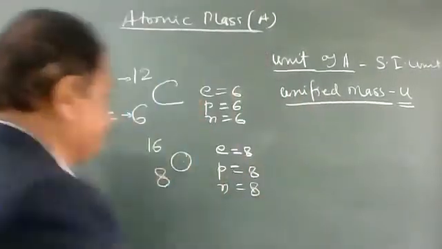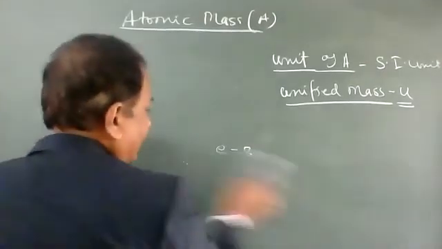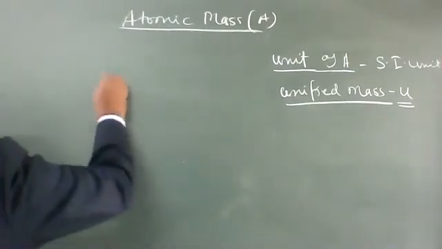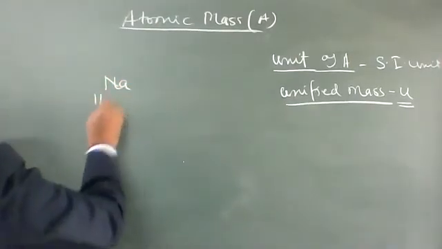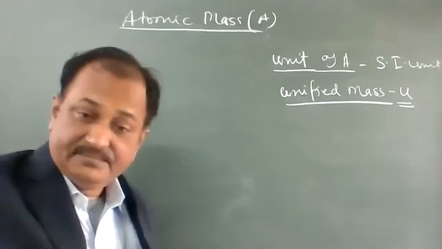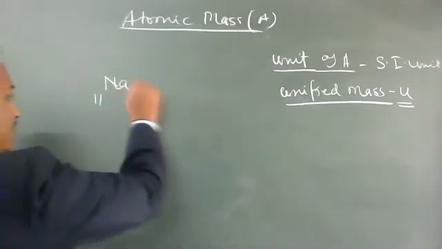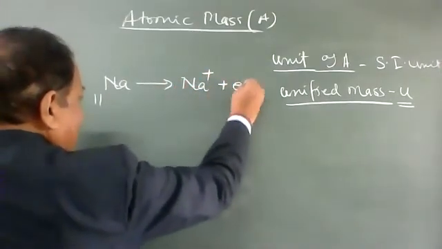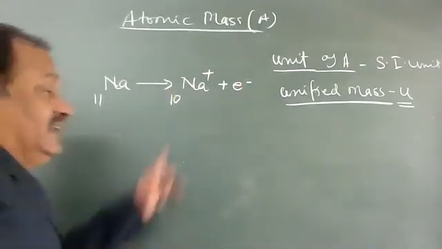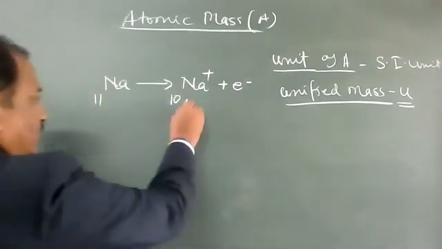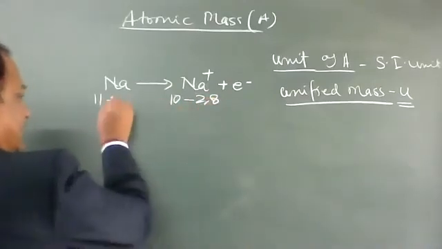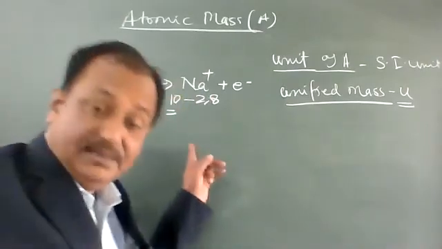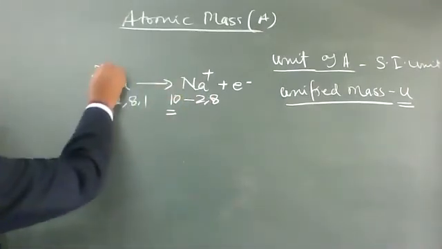Now coming to an ion also. See, here there is sodium. Sodium atom, atomic number 11. If sodium loses an electron and forms a sodium cation, here it is 10. Electronic configuration here is 2 and 8, while in the atom it is 2, 8 and 1. So this is the atomic number, and here the atomic mass is 23.